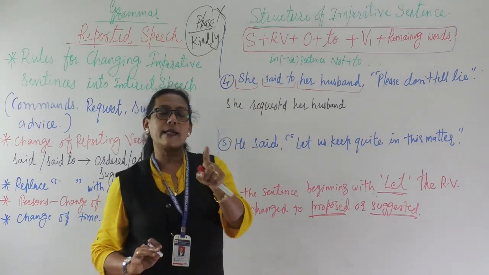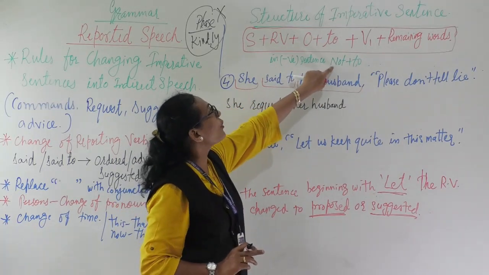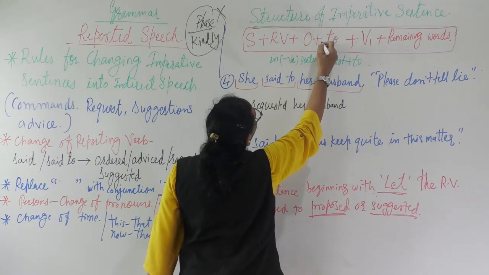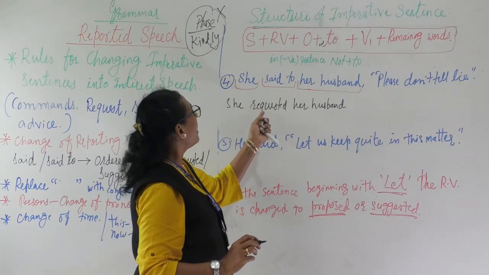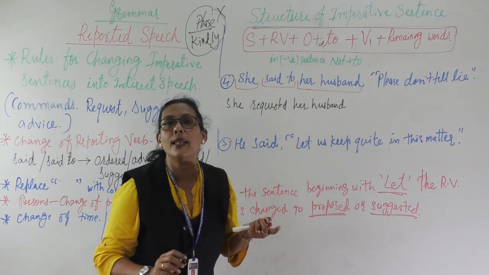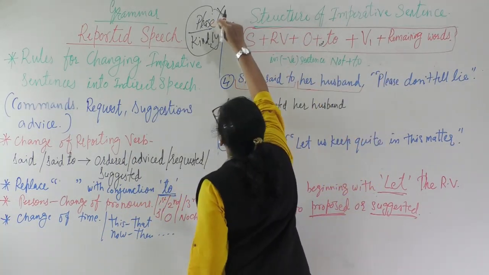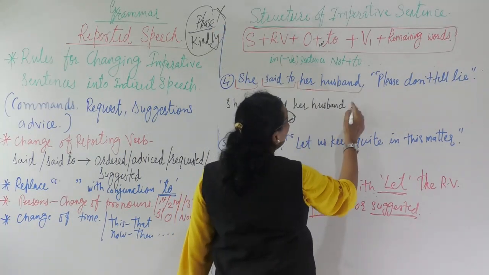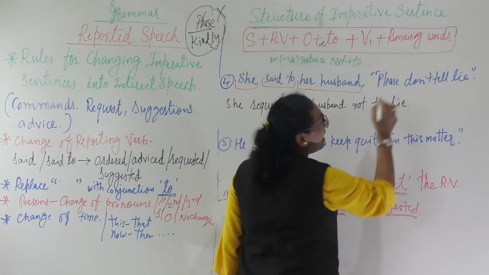But in the sentence negative is there, not is there, so you have to add not to. So here you have to add first object plus not. Okay, now what will be there? She requested her husband not to lie. Please and kindly, as I said, we are cutting, we are eliminating. So, husband, not to lie.